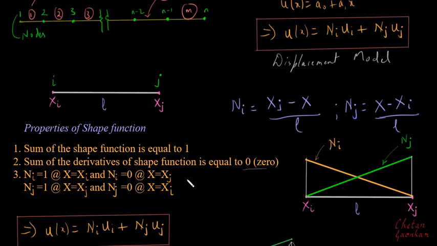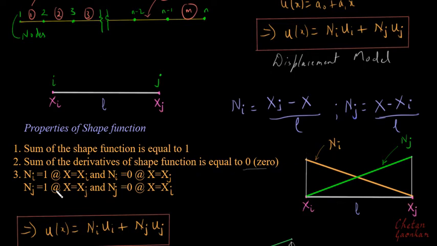And the last and important property of the shape function is this: Ni will be equal to 1 at x equal to Xi, and it will be equal to 0 at x equal to Xj. That means at this node Ni will be equal to 1, and at this node Ni will be equal to 0. Although here it is 1 and here it is 0, the variation in this shape function will be linear. The reason is we had started from a linear polynomial function, and that's why the variation of this shape function will be linear.